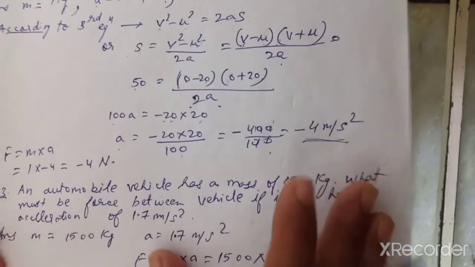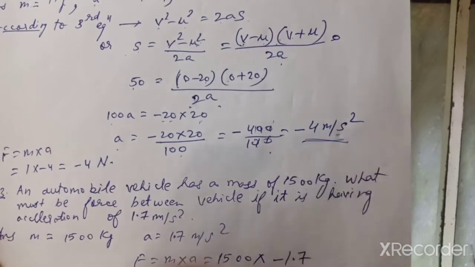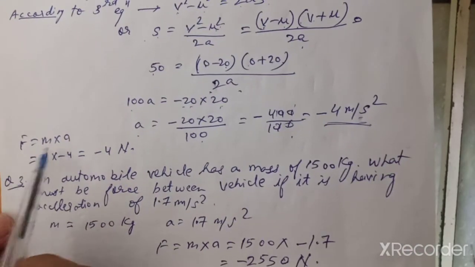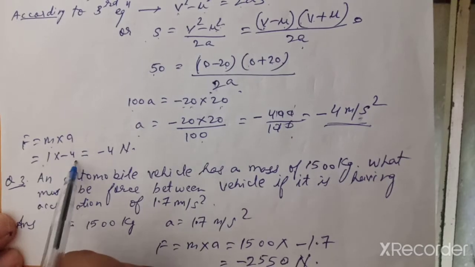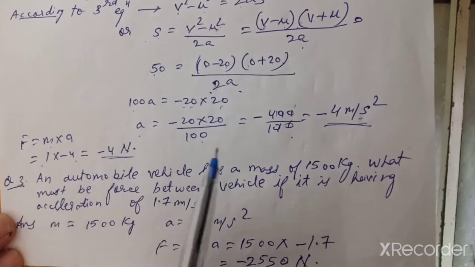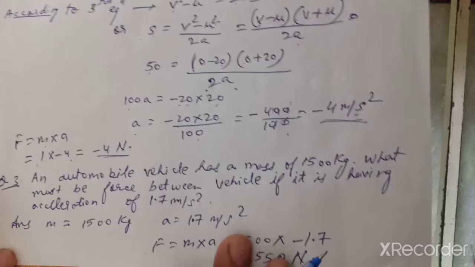Okay, now this was the acceleration. We have to calculate the force, F equal to m into a. When 1 is multiplied with minus 4, you will get minus 4 Newton. So like this we will be calculating the force.